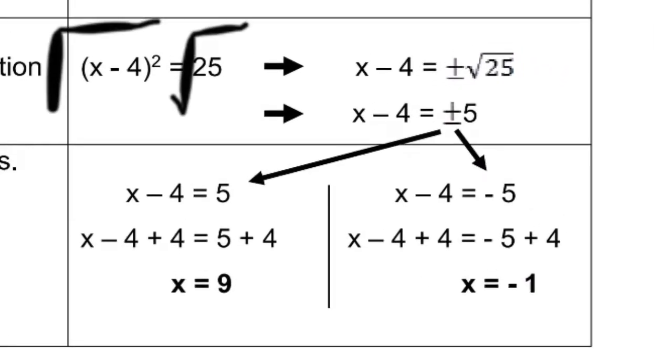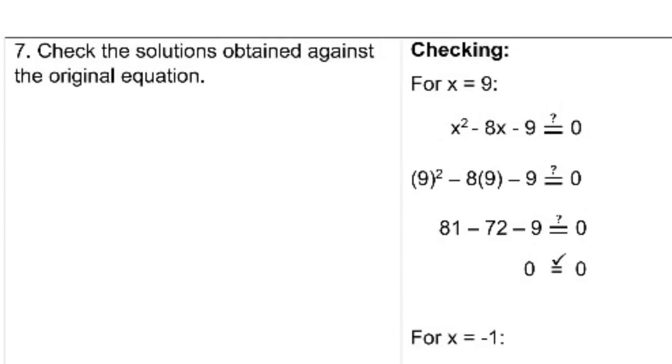Then solving for x, we're going to have x equals 5 plus 4, which is 9. X equals negative 5 plus 4 is negative 1. So we have two values of x. Then last step is checking. So for x equals 9, substitute 9 for every x. So 9 squared minus 8 times 9 minus 9. Then 9 squared is 81. 8 times 9 is 72, so minus 72 minus 9. 81 minus 72 is 9, minus 9 equals 0.